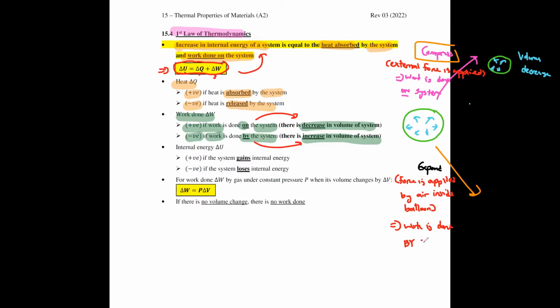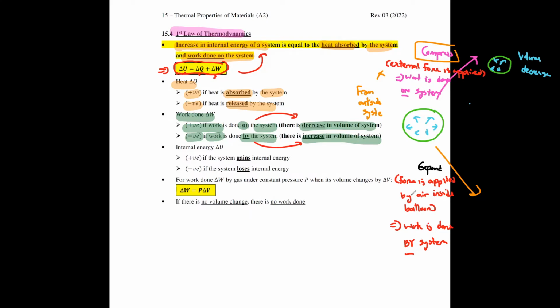So this one is what we will say work is done by system. Okay, there's a difference when we say work is done on system, work is done by system. For the case where work is done on system, you actually need to purposely apply an external force. This one is actually from outside the system, that's why we call it external force. So this external force is doing work on the system. It will cause your balloon to have a volume decrease.